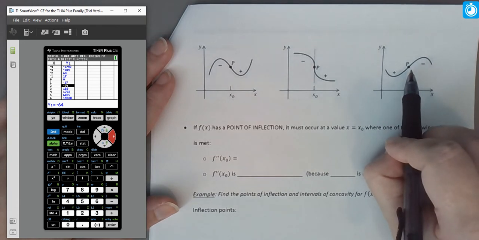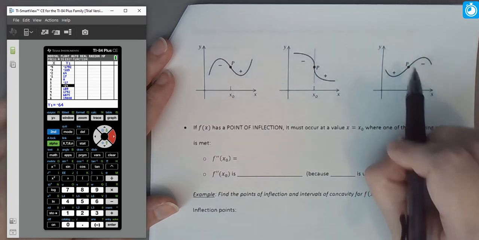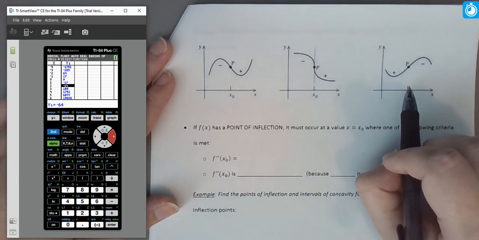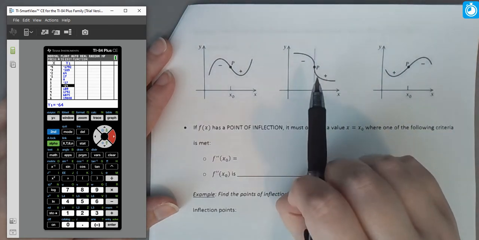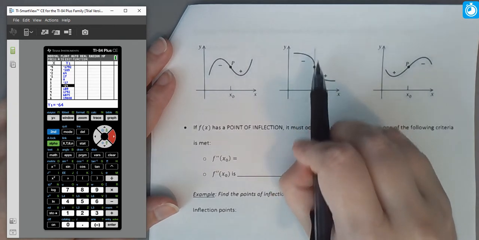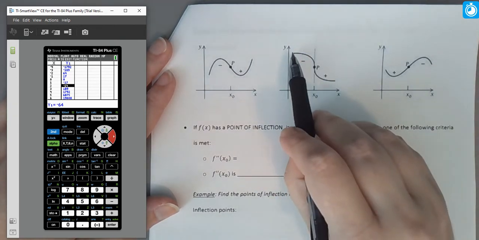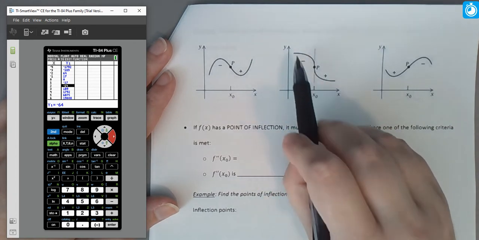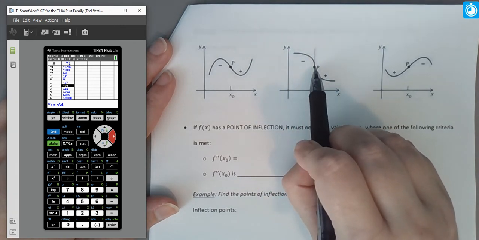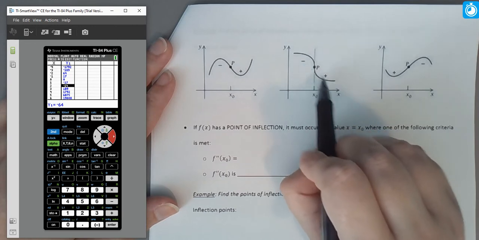Now if we were to flip it, we go from an upward curvature to a downward curvature. Again, this also represents an inflection point. Now at this particular location, notice we would have a vertical tangent line at that particular location. But again, it represents a change in curvature. So we go from a downward curvature to an upward curvature.